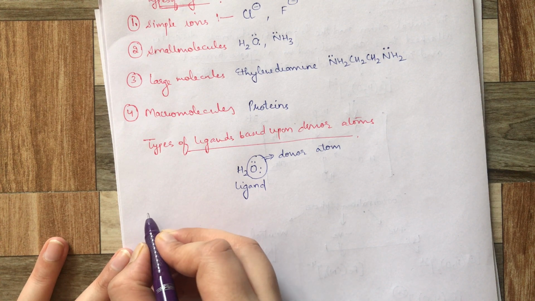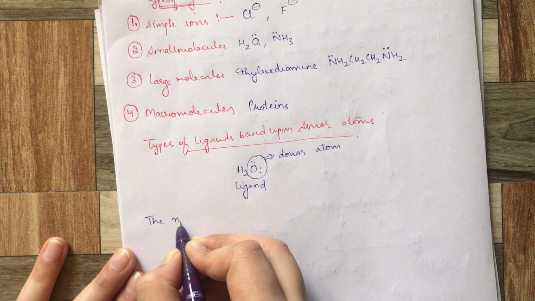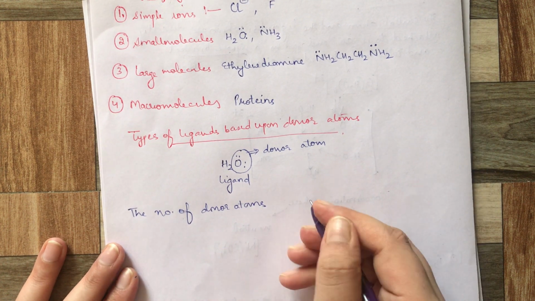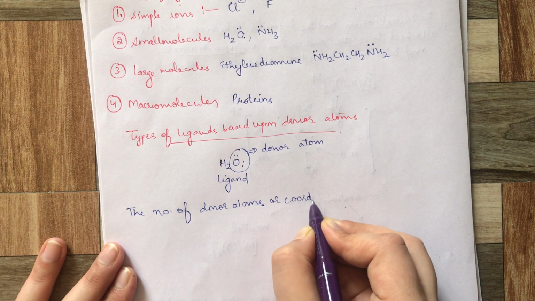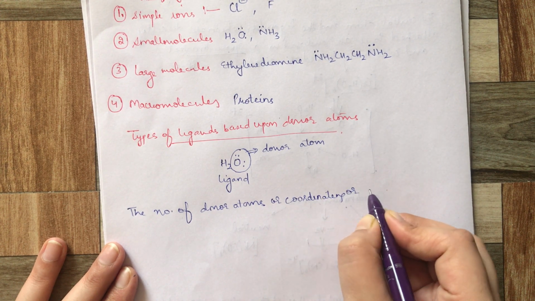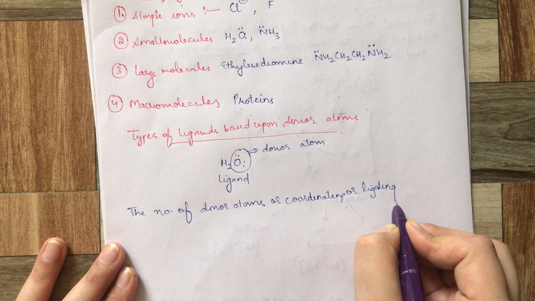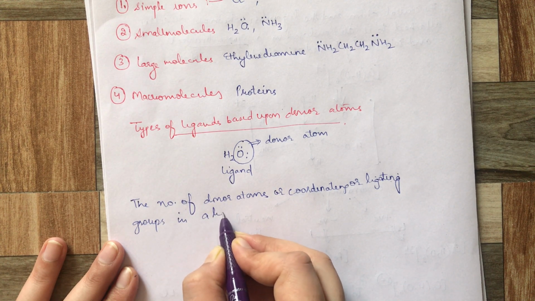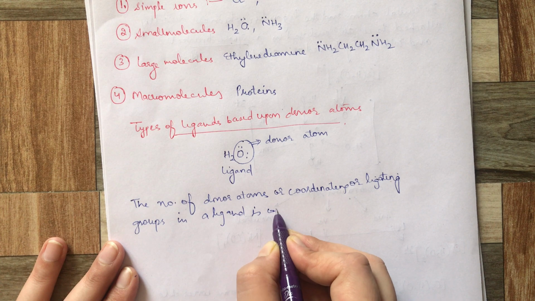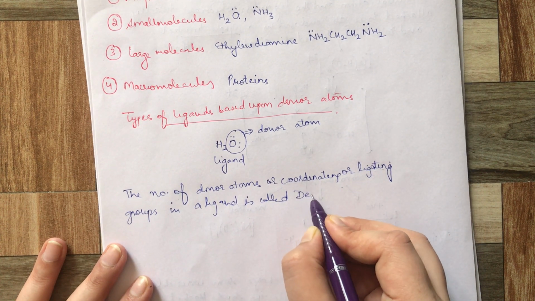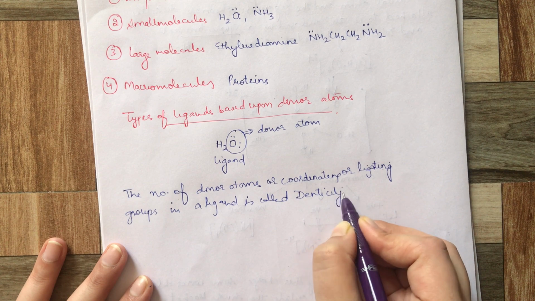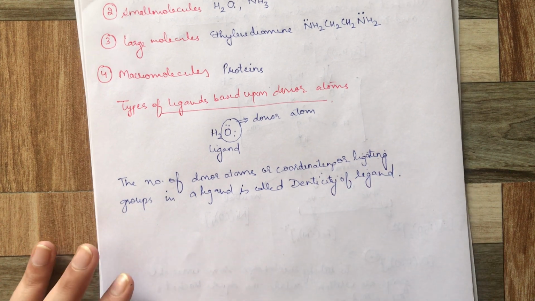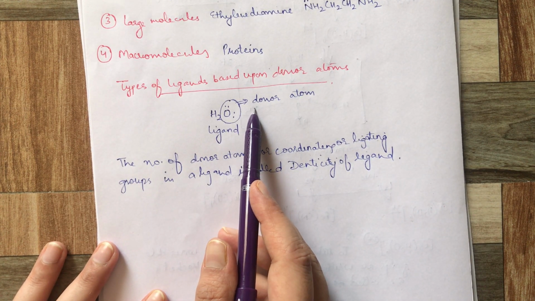So we'll talk about the number of donor atoms or coordinating or ligating groups in a ligand is called the denticity of the ligand, right? For example, here it has one donor atom.